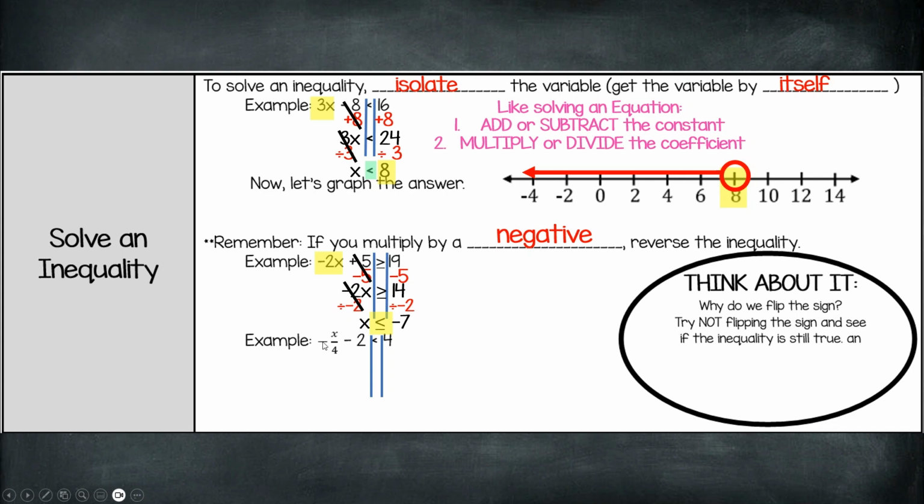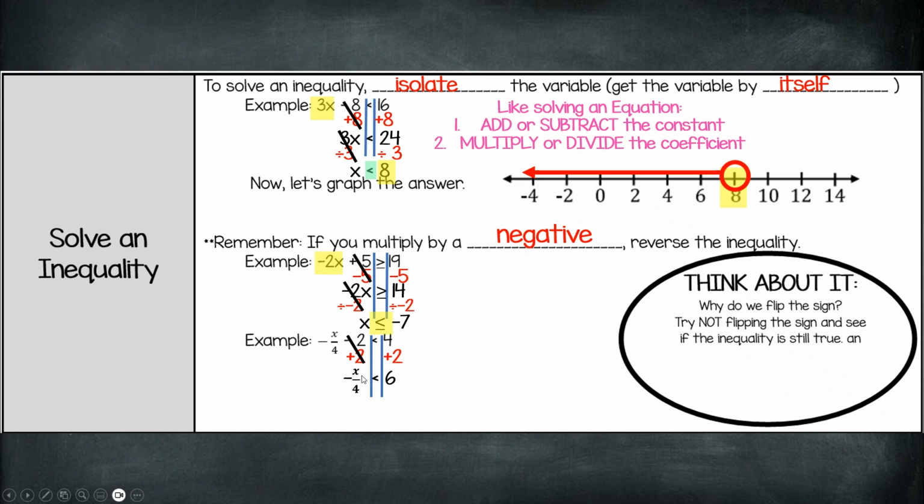So if I have negative x over 4, which is actually a negative x being divided by 4, minus 2 is less than 4, my first step is going to be to add 2 because that's the constant, and I want to move the constant away from the variable. So I add 2 to both sides. I get negative x over 4, or negative x being divided by 4, is less than 6.